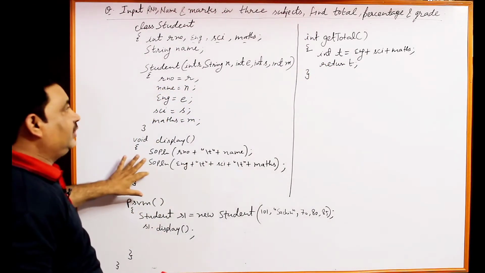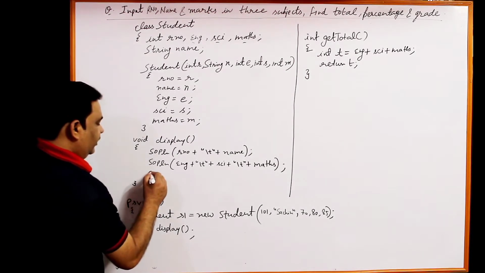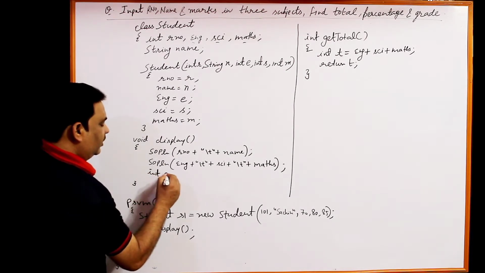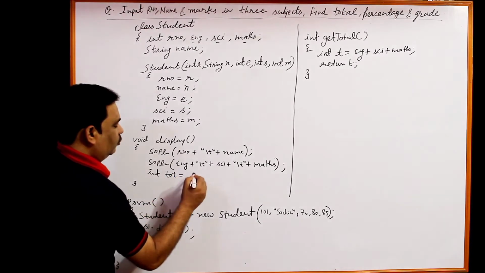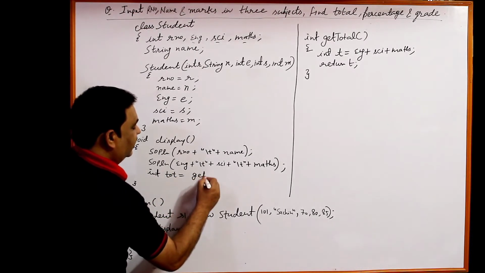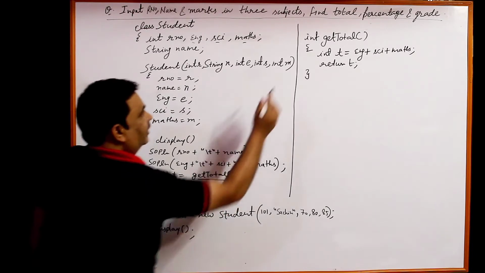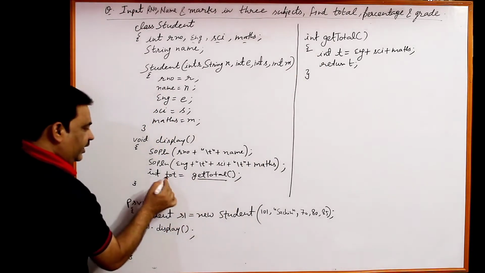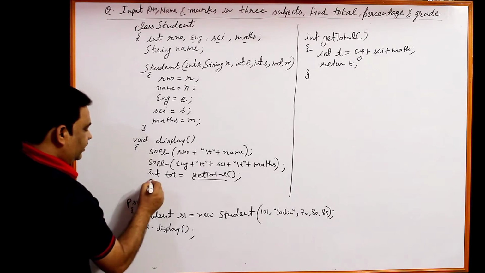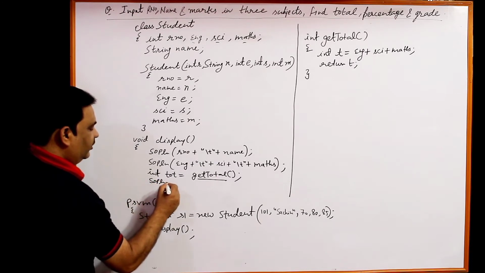So, I am going to call this function here, int, the same variable or another different variable, equal to the function name getTotal. I have called this function here, and the variable will be initialized. Afterwards, we can print the total.